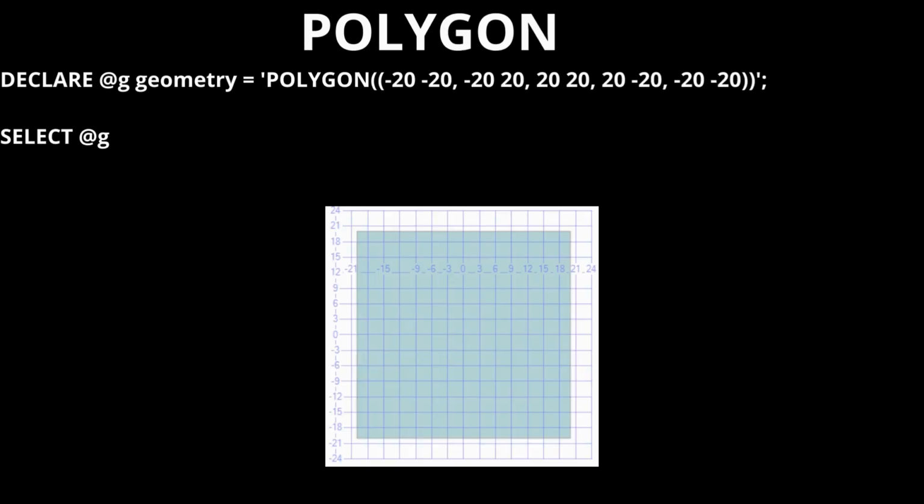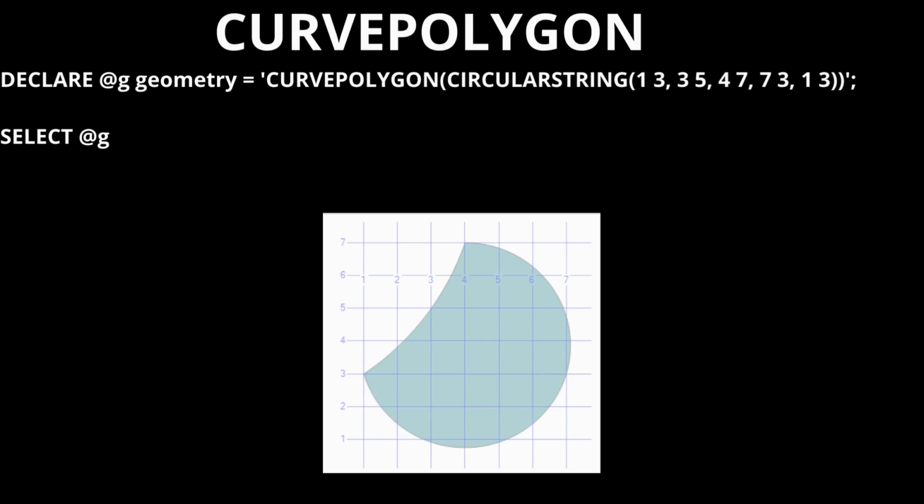A polygon is a two-dimensional surface stored as a sequence of points defining an exterior bounding ring and 0 or more interior rings. A curve polygon is a topologically closed surface defined by an exterior bounding ring and 0 or more interior rings. The example shows valid geometry curve polygon instances.